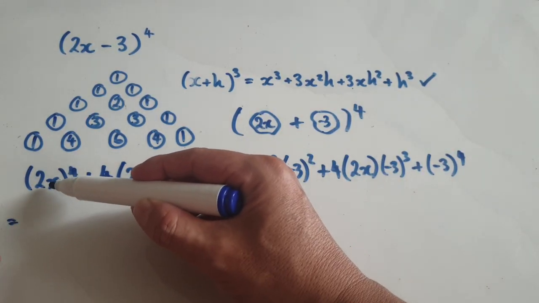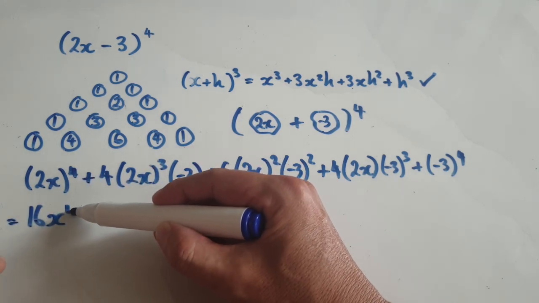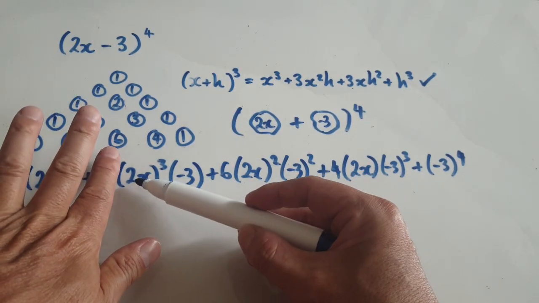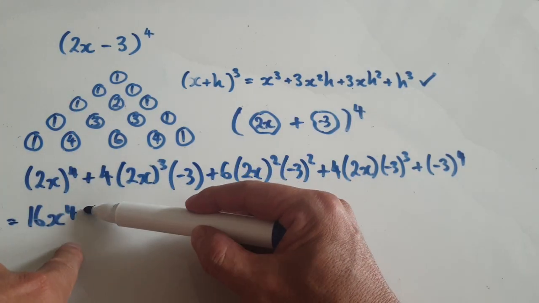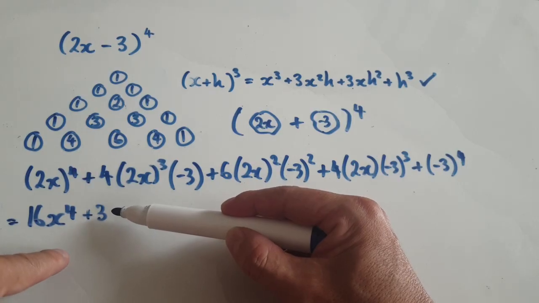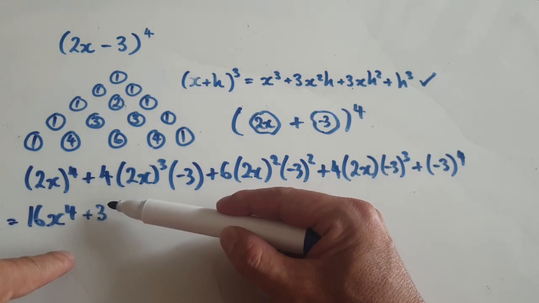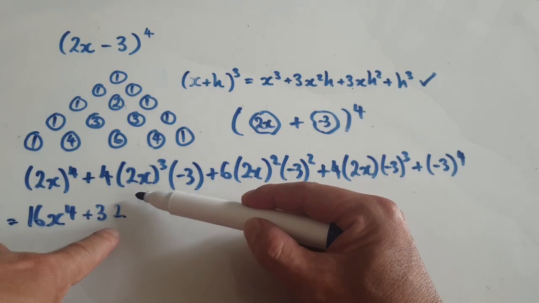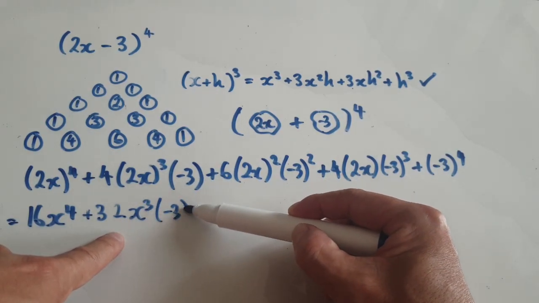This thing here would be 16x to the power of 4. This thing here would be, just looking at this, 8x to the power of 3. 8 times 4 would be 32. Hang on, let me think. 8 times 4 would be 32. x to the power of 3, and then you've got this negative 3 later on.